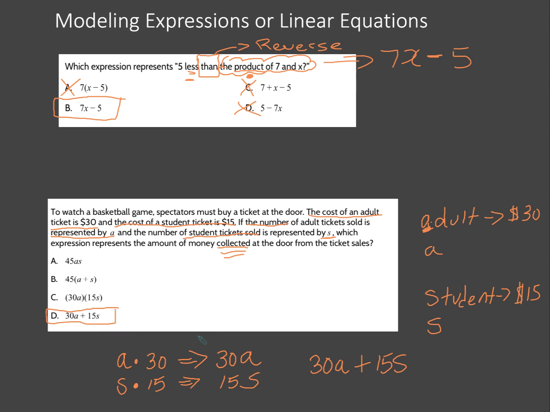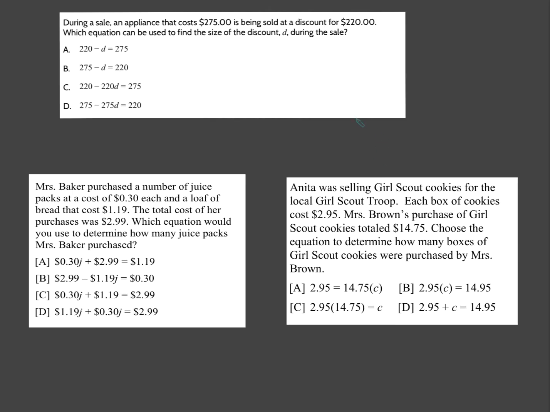Now these are not that difficult. You must not divorce your reading skills from your math skills. And also here, you have to think critically and use the process of elimination. Now let's look at modeling linear equations. Now notice all of my problems here, the answer choices have an equal sign. During a sale, an appliance that costs $275 is being sold at a discount for $220.